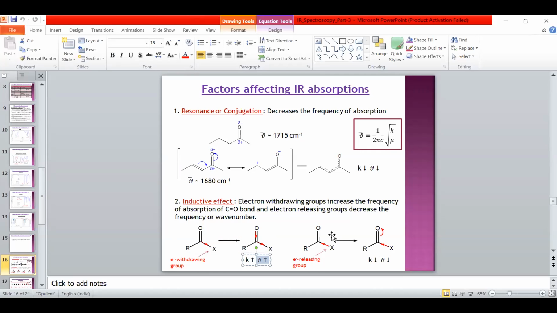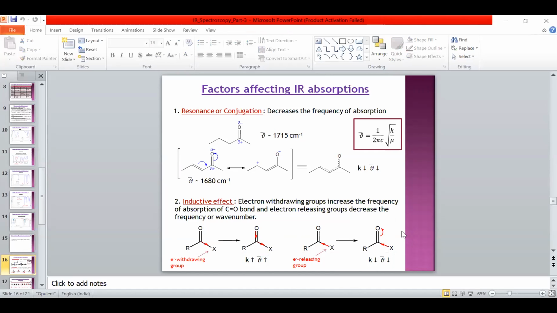Okay. On the other hand, if we have an electron releasing group attached to the carbonyl group, this will push the electron towards the carbon, and as a result, the pi electrons between carbon and oxygen will be pushed towards oxygen. And this gives rise to more of a single bond character in this carbonyl group. So single bond character is more means the bond strength will decrease or the K value will decrease, and the decrease in K value will ultimately decrease the frequency of the absorption.